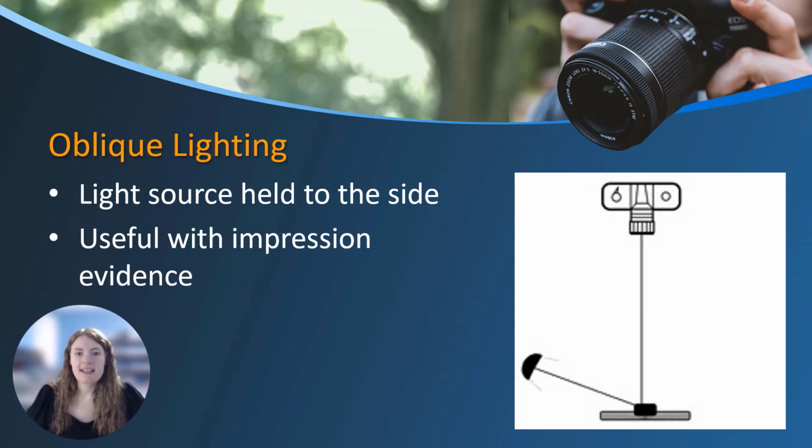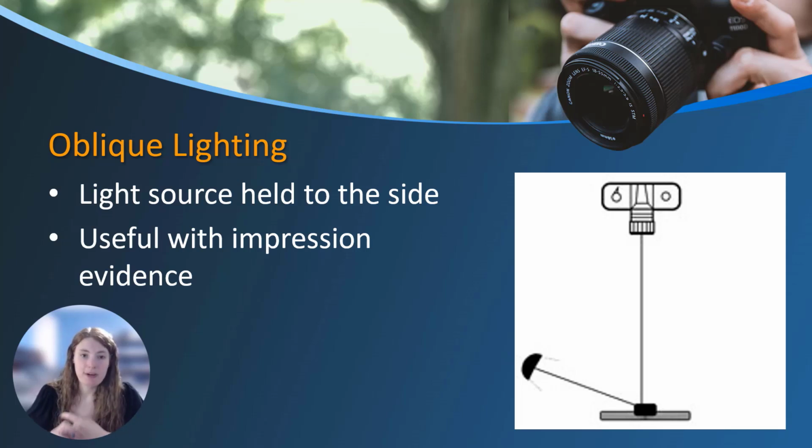The final lighting technique I want to discuss in this lecture video is oblique lighting. Oblique lighting uses an external flash source to highlight details in impression evidence. The photographer holds the light source to the side of the object at a shallow angle. It's not like this, it's closer to that direction. This lighting will create shadows in the object, which is actually purposeful because it allows for shallow details to be more clearly photographed.